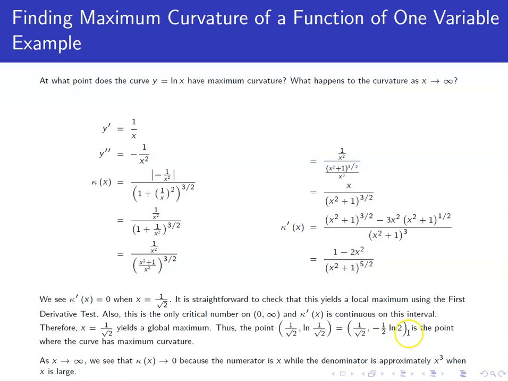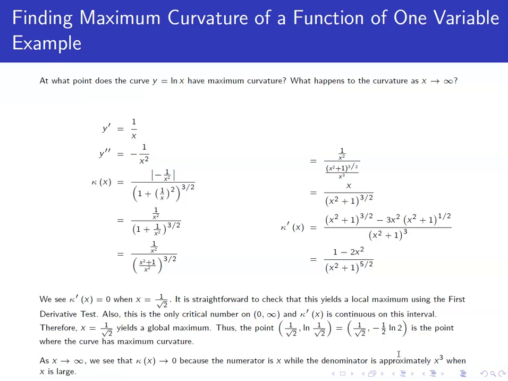So what that means is that we have exactly one maximum, and everything else has to be lower, so that 1 over root 2 is a global max. So we get a global maximum at 1 over root 2. Plugging that in gives us the point that gives us where the curvature is at a maximum.